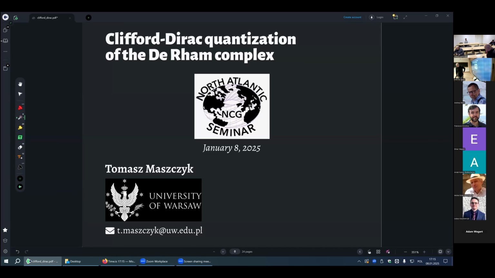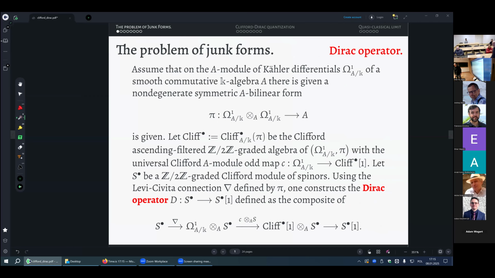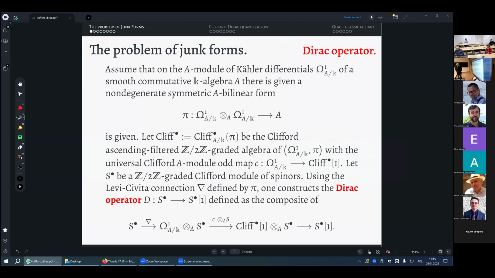Thank you. So I will start with some controversial subject, some problem which arises in non-commutative geometry in the context of homological computations with the use of Clifford algebras, Dirac operators, and all this stuff. So let's assume for simplicity that all our objects are algebraic. It's not necessary, but it makes all considerations much easier.